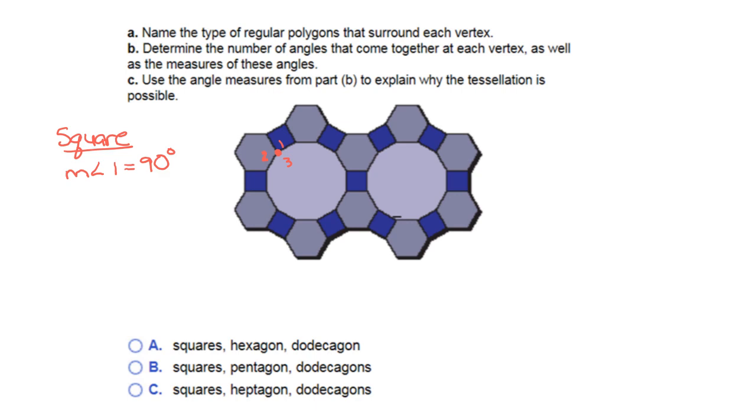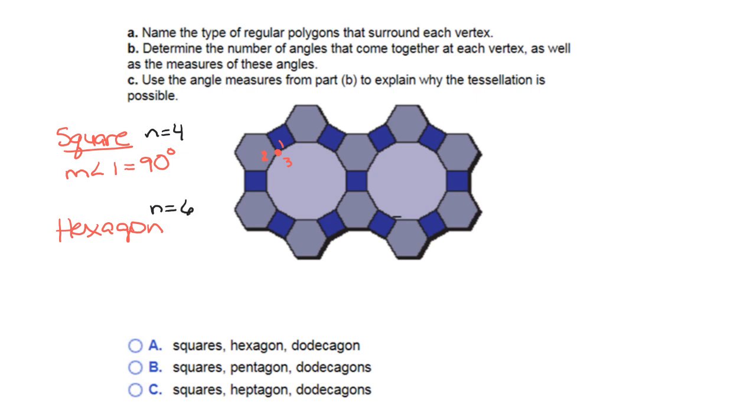Next, I'm going to look at my second shape, and it has 1, 2, 3, 4, 5, 6 sides to it. So this is a hexagon. Let me remind myself up here: n is the number of sides. Hexagon, this has 6 sides.